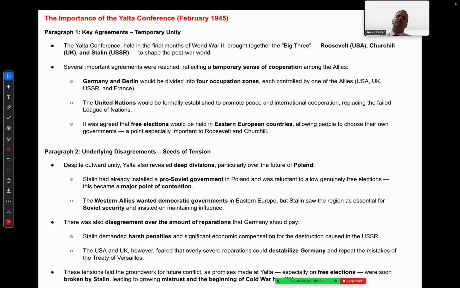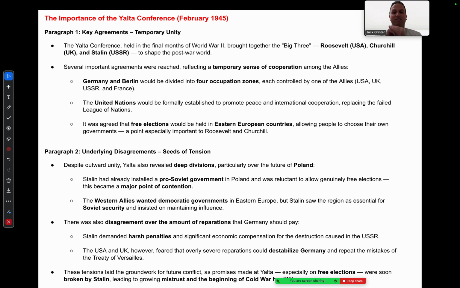Okay, so if you've got a question, explain the importance of the Yalta Conference for tension between the USA and the Soviet Union, or exploring the development of the Cold War, or relations between superpowers, I'd do it as 2 paragraphs. Okay, first paragraph about the agreements. Okay, Germany, Berlin divided into 4 zones. The United Nations being set up. The free elections that Stalin agrees that Eastern Europe can have.